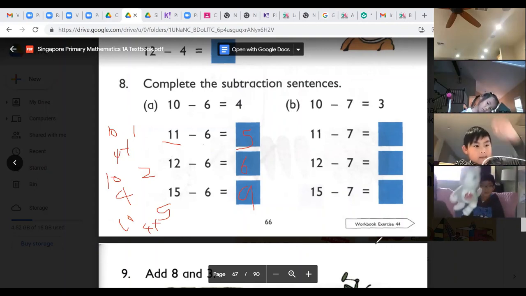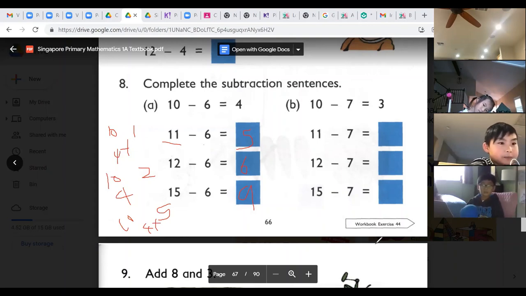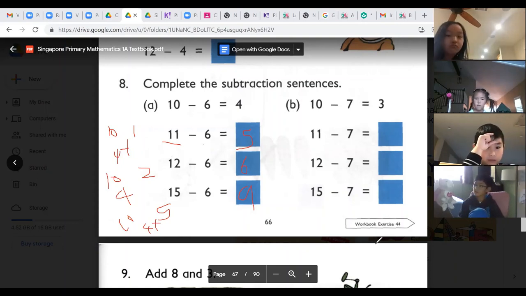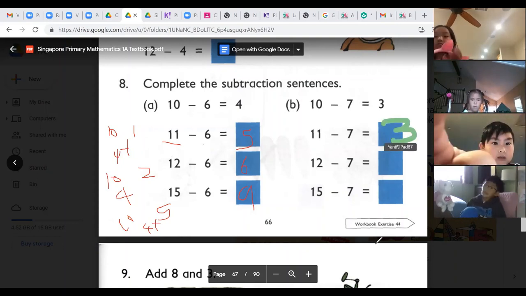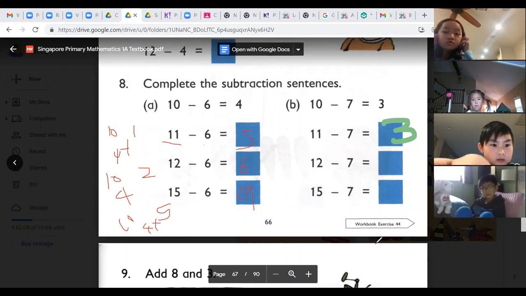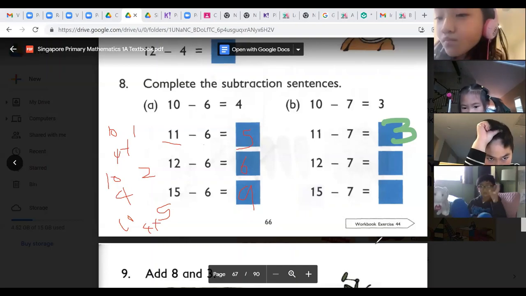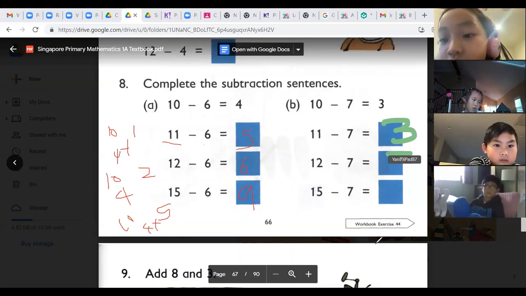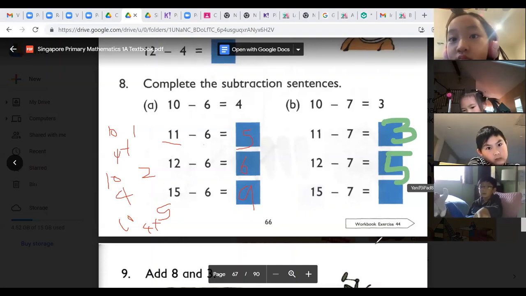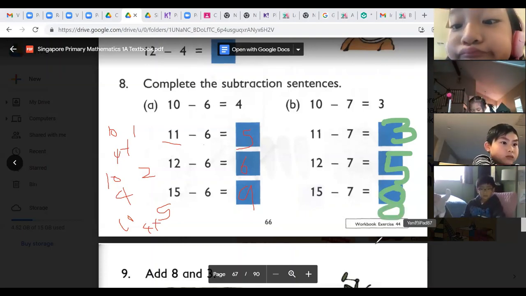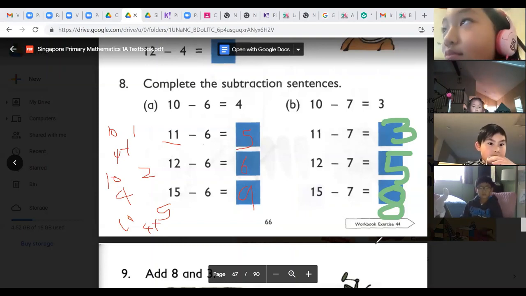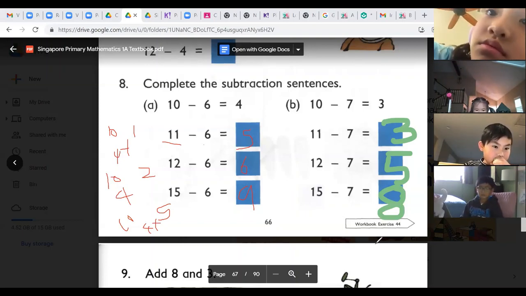Yeah, Gordon. B. B. Yeah. Done. Okay. Great job. Just a tiny mistake for 11 minus 7.